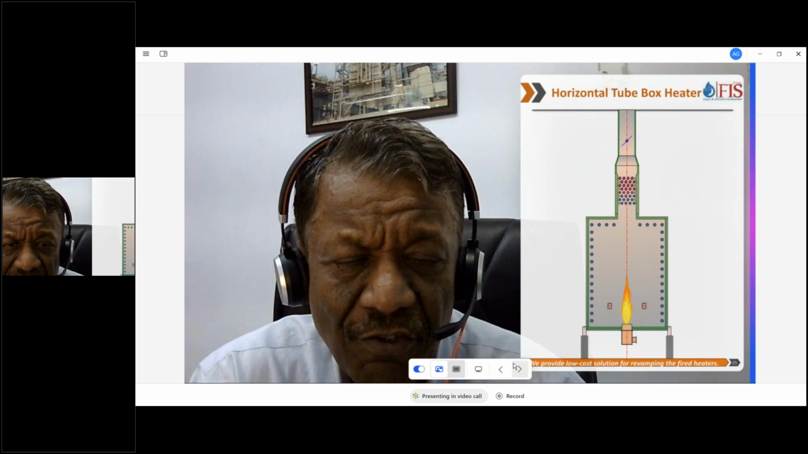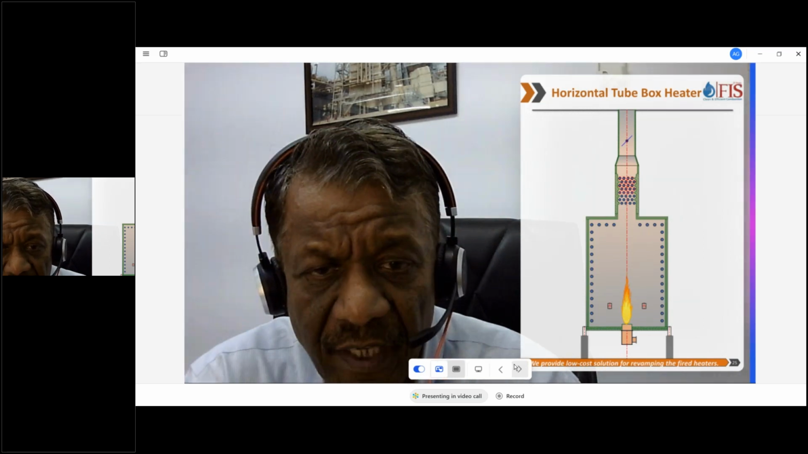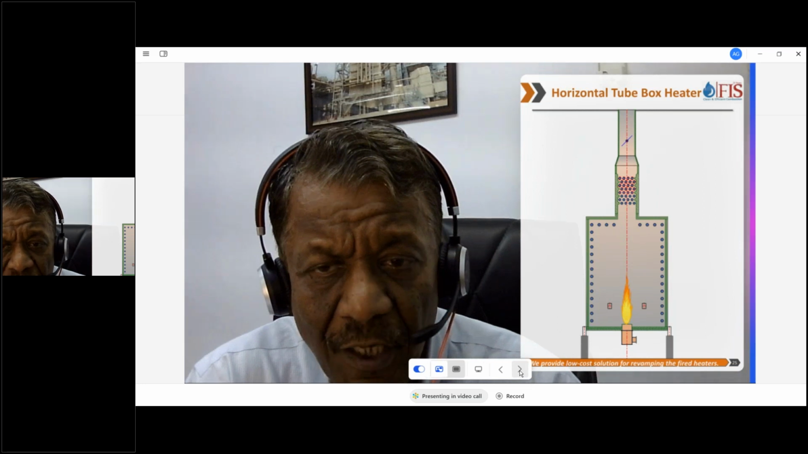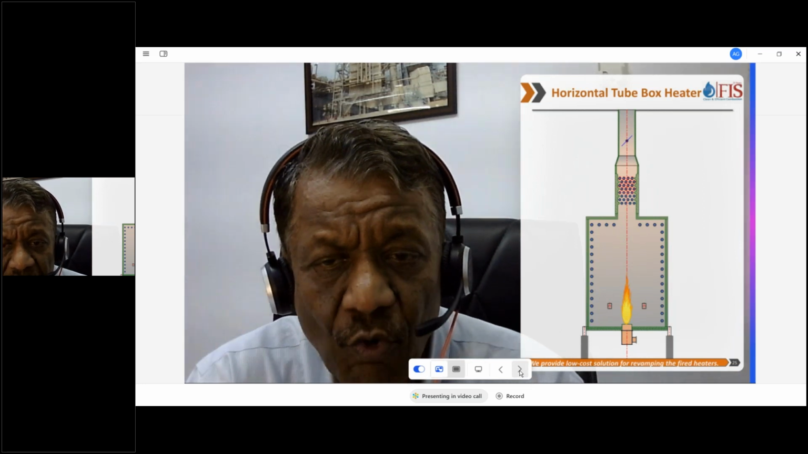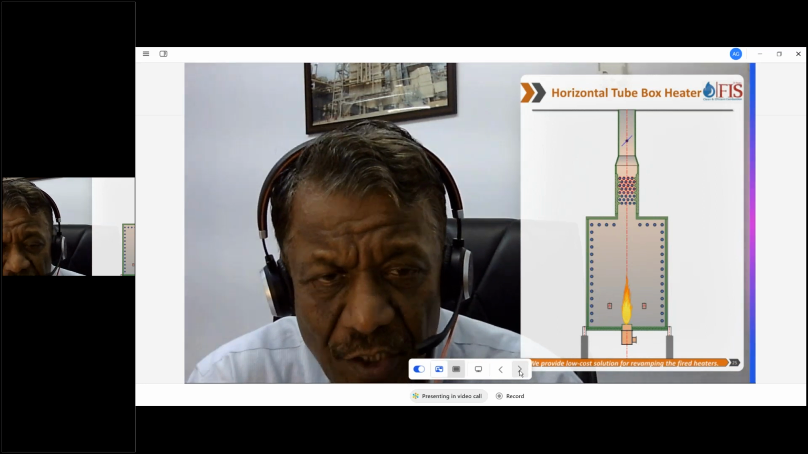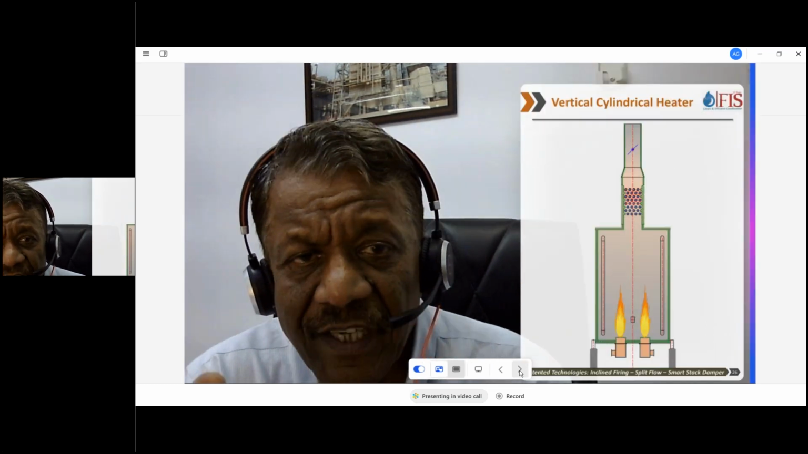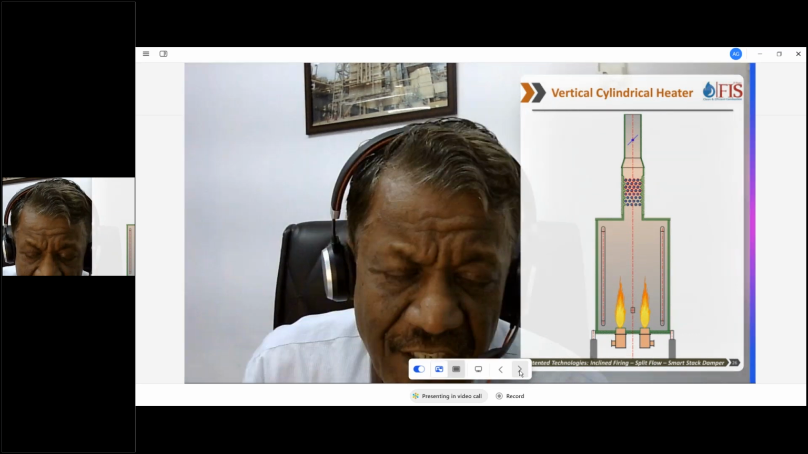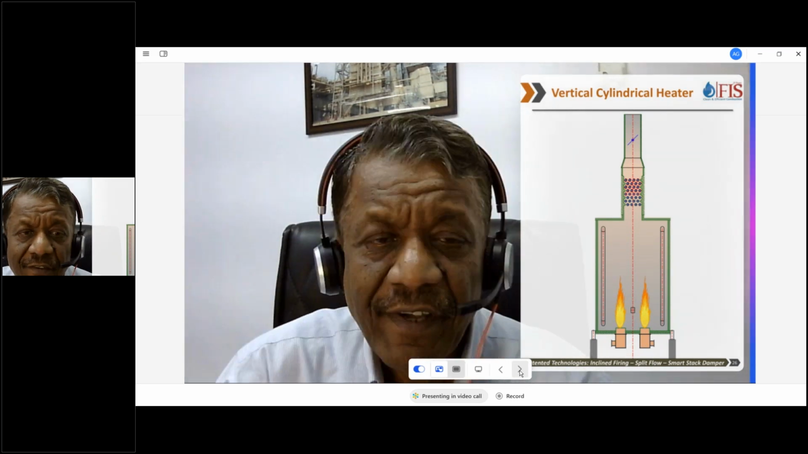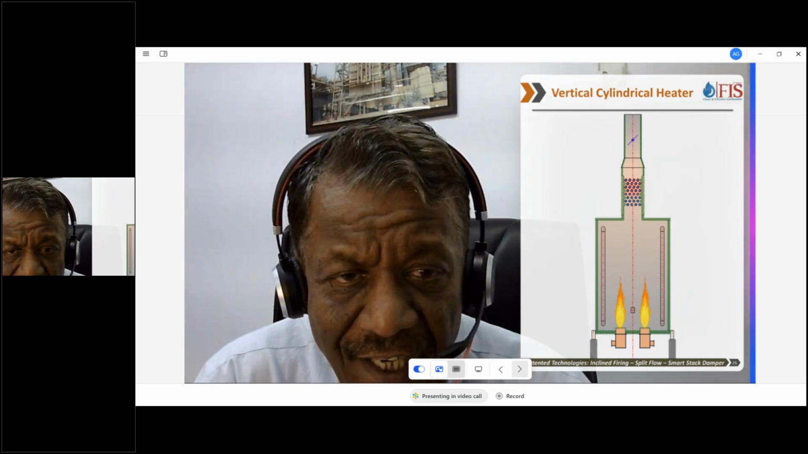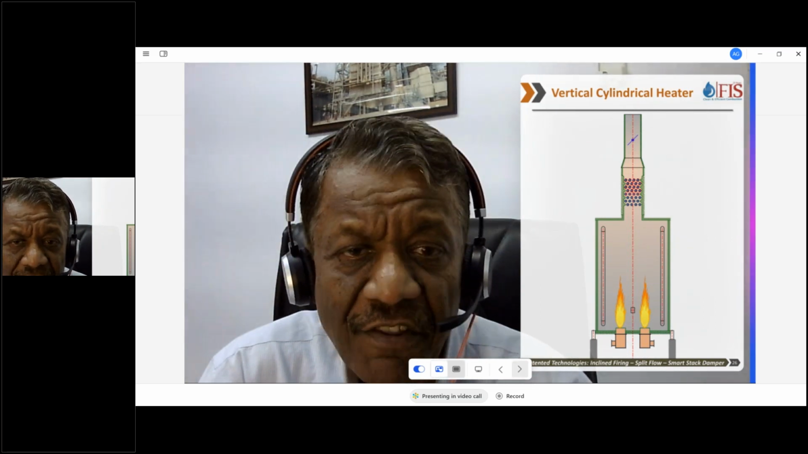You will see mostly crude heaters and vacuum heaters in this configuration. Historically, the tubes have always been horizontal in the old designs of heaters, and in the new designs, we have the vertical configuration. So here is a configuration of a vertical cylindrical heater, a very, very popular design. It's a space-saving and cost-saving design.